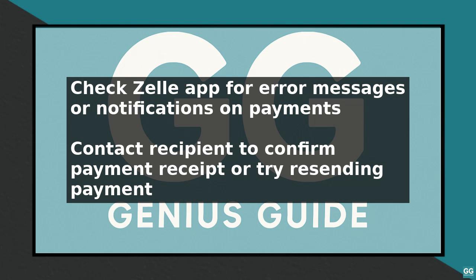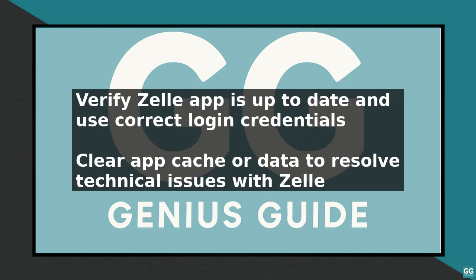To prevent issues with Zelle, make sure to only send money to people you know and trust. You should also be cautious of phishing scams or fake emails that may ask you to provide sensitive information. Always verify the recipient's information before sending money and use two-factor authentication to add an extra layer of security.